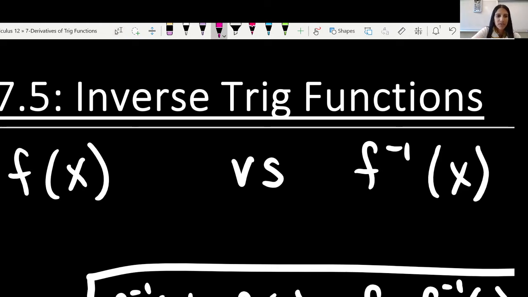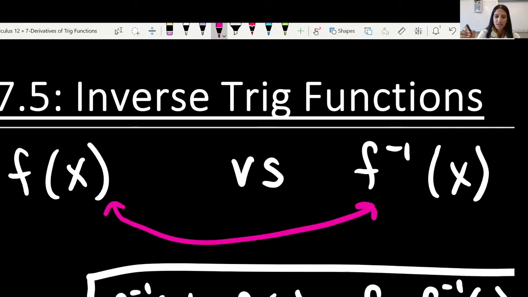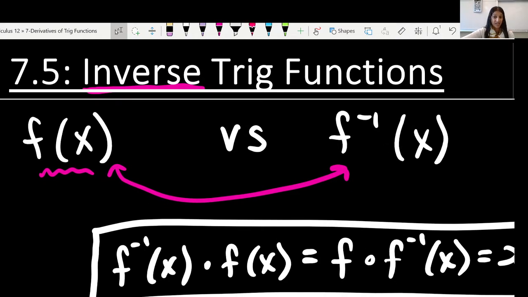But basically, if we have some function f of x and we compare it to this notation here, it is indicating that we're working with our inverse function, the inverse of f of x. So basically they're like opposites. Whatever happens with f of x, the inverse of f of x will do the opposite, or undoes what f of x did.